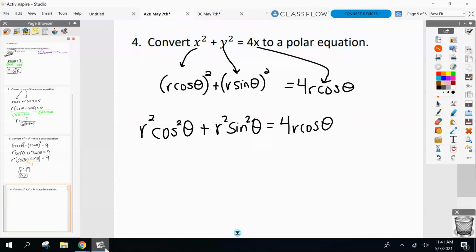Eliana, last one for you. What have I been doing to get those 2 into 1? You factor it out and put it in front of the parentheses. Yep, and then what's in the parentheses when I take out r squared? Cosine squared theta plus sine squared theta. There you go. You can do this.